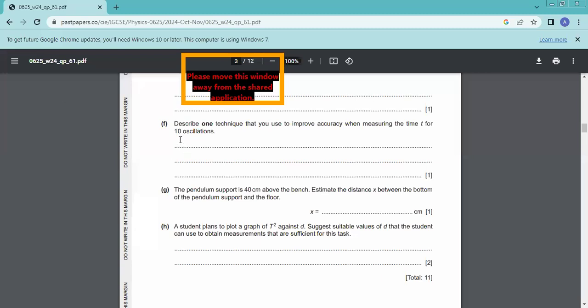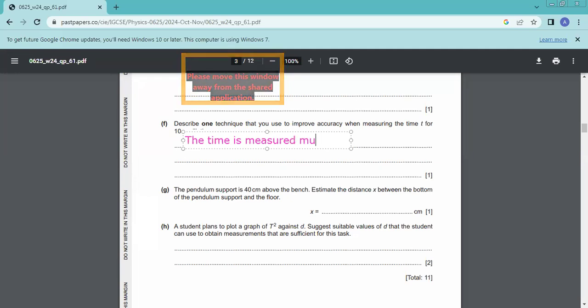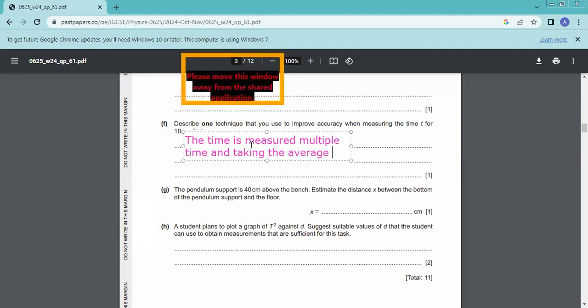So let's write down here the technique: the time is measured multiple times, taking it again and again, and taking the average, which reduces the effect of random errors.